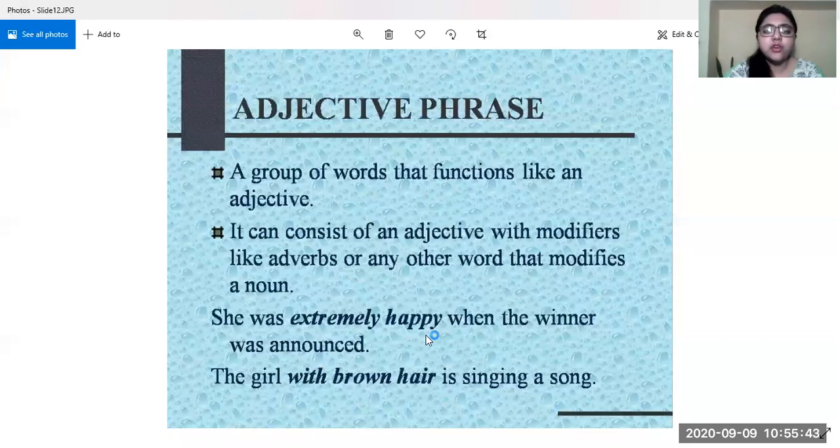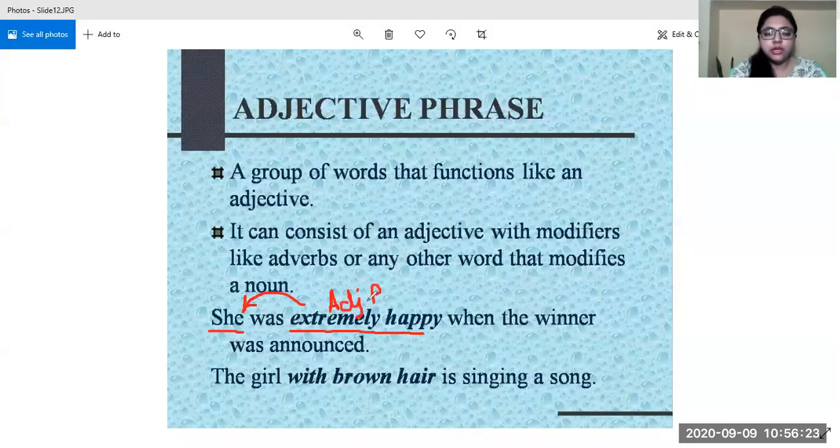For example, she was extremely happy when the winner was announced. So here we have "she" as the subject of the sentence, and "extremely happy" is modifying the subject "she", her state. She was in a happy state. Now we know that this group of words, "extremely happy", is modifying the subject, so we identify it as an adjective phrase.